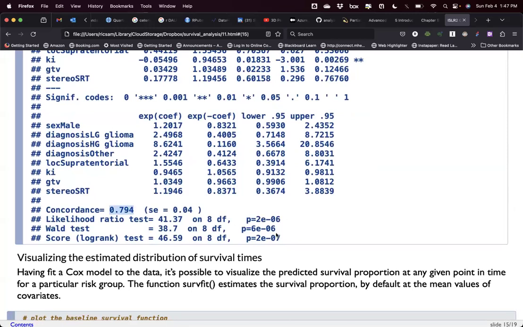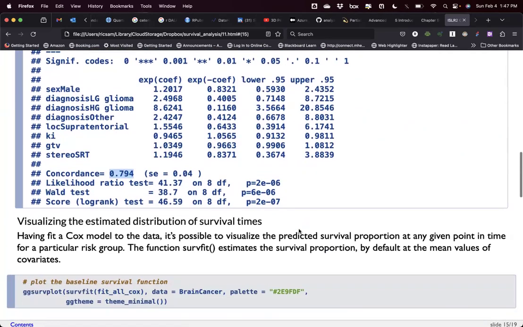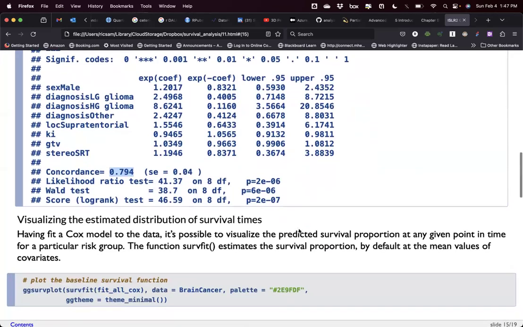And for the whole model, which is like an F test in the linear model, we have a p-value less than 0.05, which means that the whole model is statistically significant. All right?